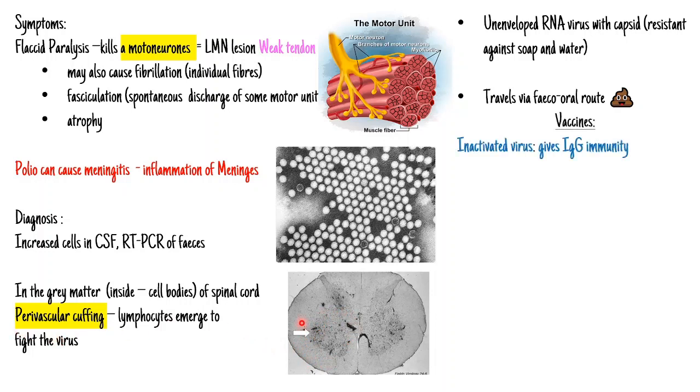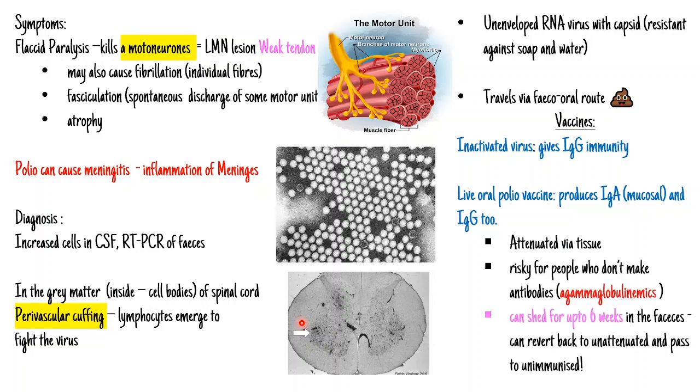Right, there are two vaccines that we can give to prevent polio. The inactivated virus, which gives your bog standard IgG immunity. Or you could give, and this is the one we prefer to give, the live oral polio vaccine, OPV. This produces IgA immunity, mucosal immunity, and IgG2. How does it work? Well, it's attenuated, which means weakened via tissue culture. However, for people who don't make antibodies, it can be risky because you are giving a live form of the virus.